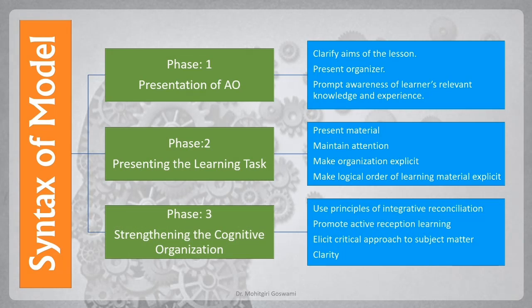And the last phase is strengthening the cognitive organization. Here, the teacher will use the principle of integrative reconciliation. He will try to promote active reception of learning for the students. He will elicit a critical approach to subject matter. And then the students will get clarity towards the lesson.